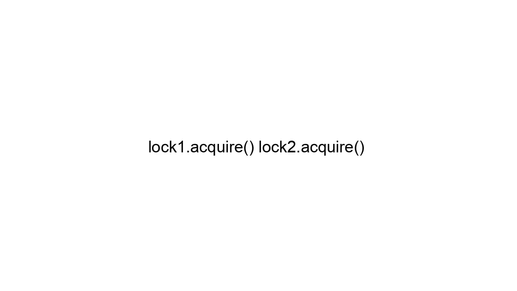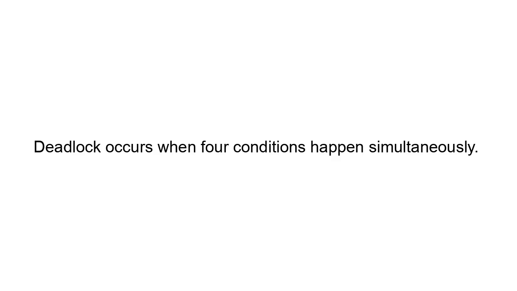Example in programming. Example scenario. Thread A: acquire lock 1, then acquire lock 2. Another thread, thread B: acquire lock 2, then acquire lock 1. What happens? Thread A locks lock 1. Thread B locks lock 2. Thread A waits for lock 2. Thread B waits for lock 1. Both threads wait forever, which means deadlock.